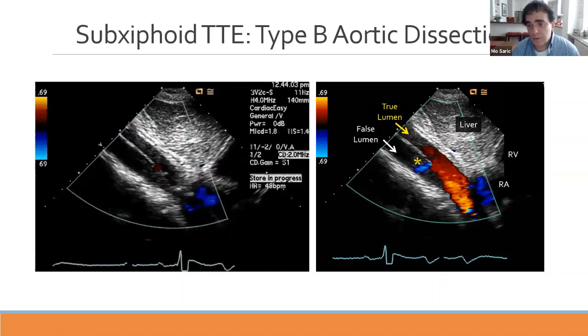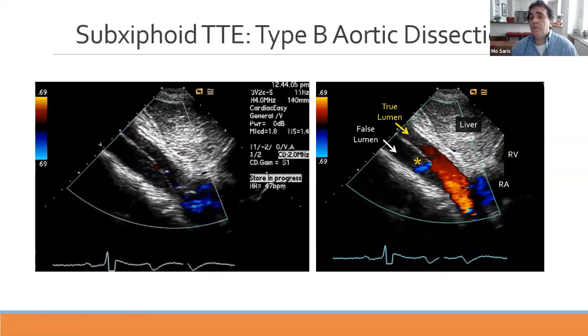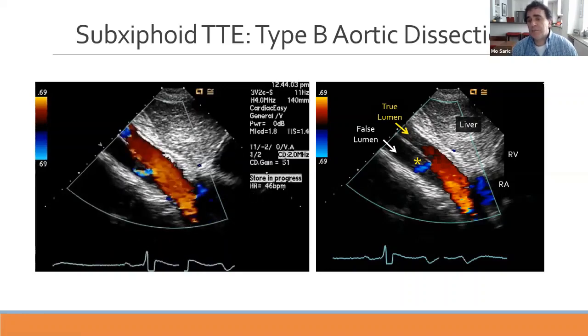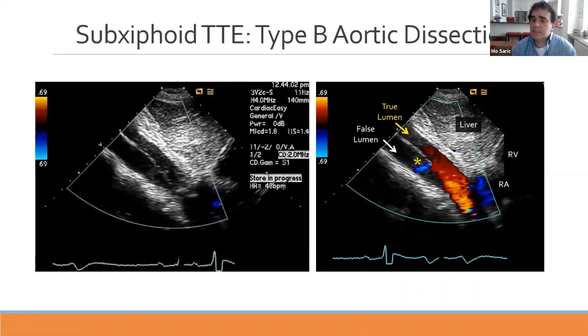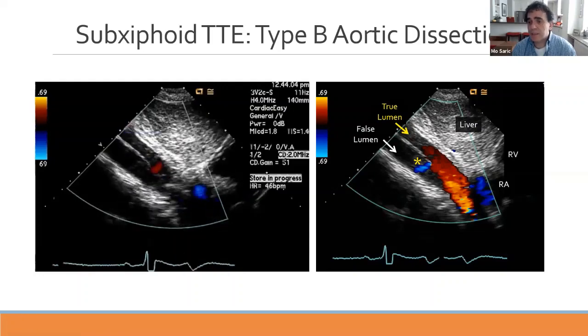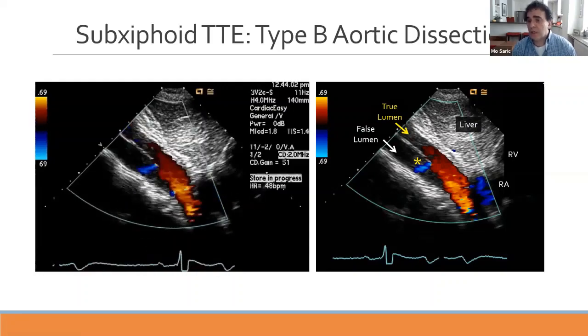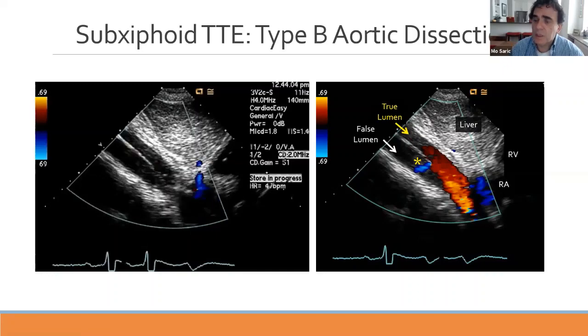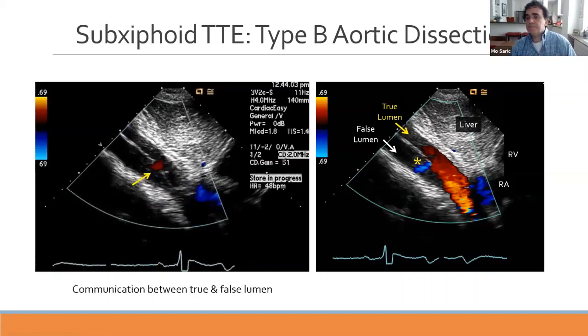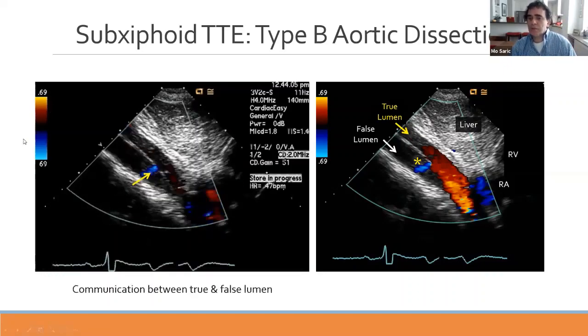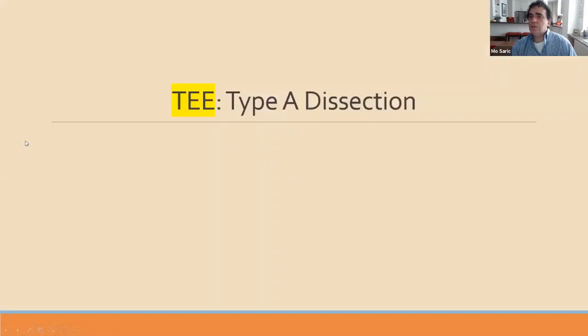As a matter of fact, one of the treatments, or at least temporizing treatments, of type B aortic dissection is a percutaneous creation of communication between a true and false lumen using balloons. Again, communication between a true and a false lumen.